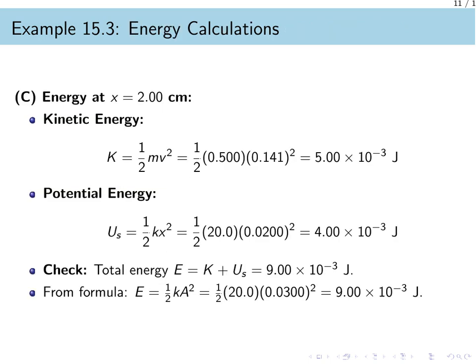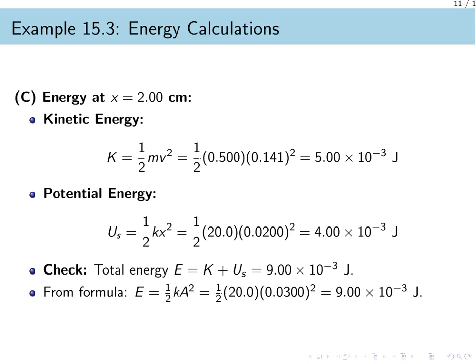Continuing with our example, we can calculate the specific energy values when the cart is at the 2 centimeter mark. Using the velocity we just found, the kinetic energy is 1/2 times the mass times the square of 0.141, which equals 5.00 times 10 to the power of -3 joules. The potential energy at this position is 1/2 times the spring constant times the square of 0.0200 meters, giving us 4.00 times 10 to the power of -3 joules.